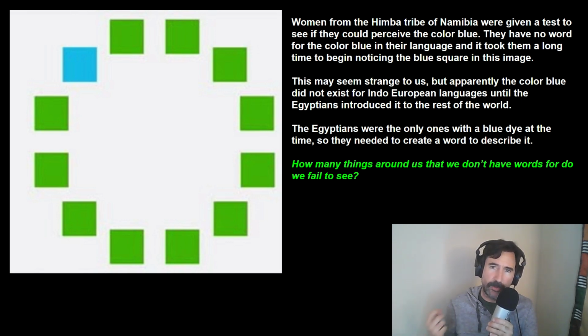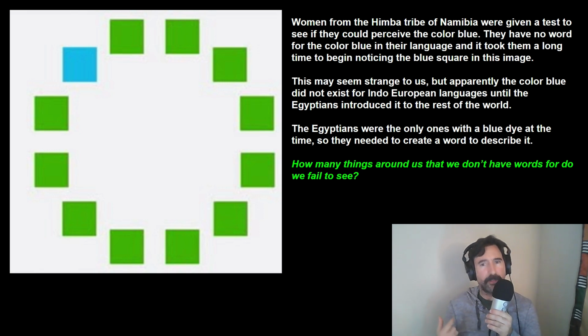This may seem strange to us, but apparently the color blue did not exist for the Indo-European languages until the Egyptians introduced it to the rest of the world, right? The Egyptians were the only ones with a blue dye at that time, so they needed a word to describe it. And once they had the word, then it was appearing in a lot more places for people, right? There's a lot more to be said about this, but that kind of goes into another direction.